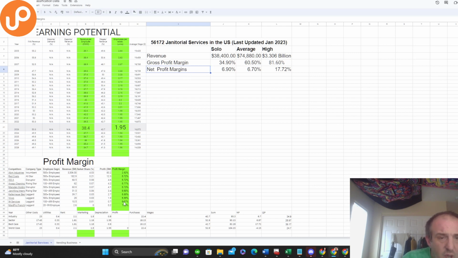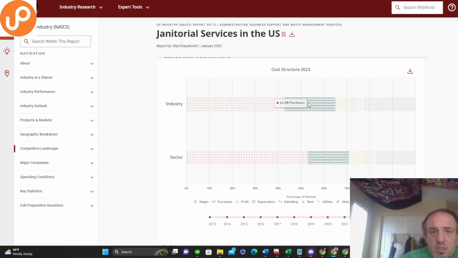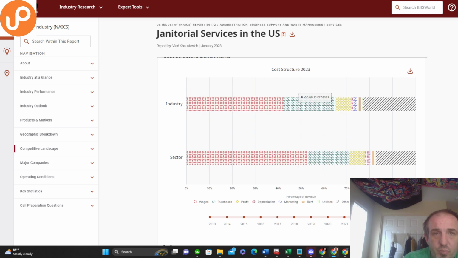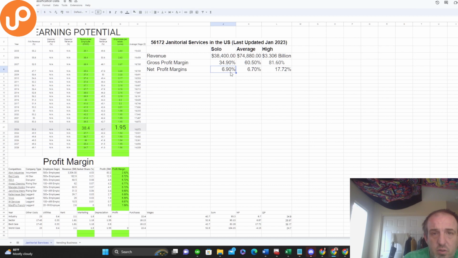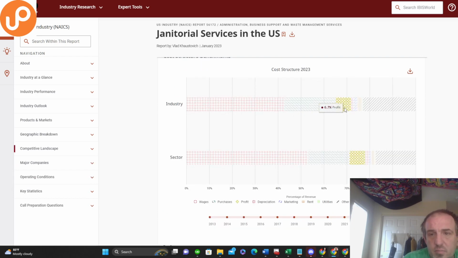with. Because for instance, let's start with the competitive landscape. This shows the net profit. It's a 6.7 and 6.9. So the 6.9 is going to be solo because when you don't have employees, your profit margins are normally a little higher. Then 6.7 is the other one.